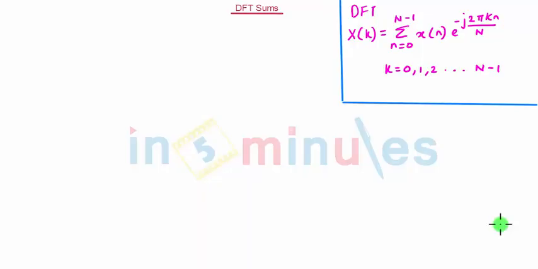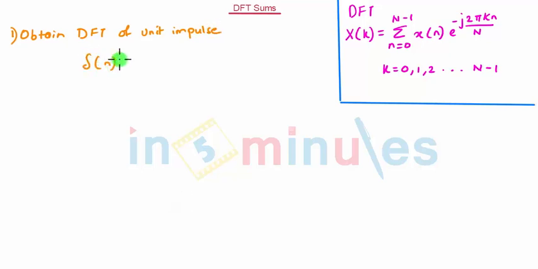In this video, we are going to solve some sums based on discrete Fourier transform. The first sum is: obtain the DFT of the unit impulse signal, represented as delta of n. So, the signal here is x of n is delta of n. Now, according to the definition of DFT, we are going to use this formula.